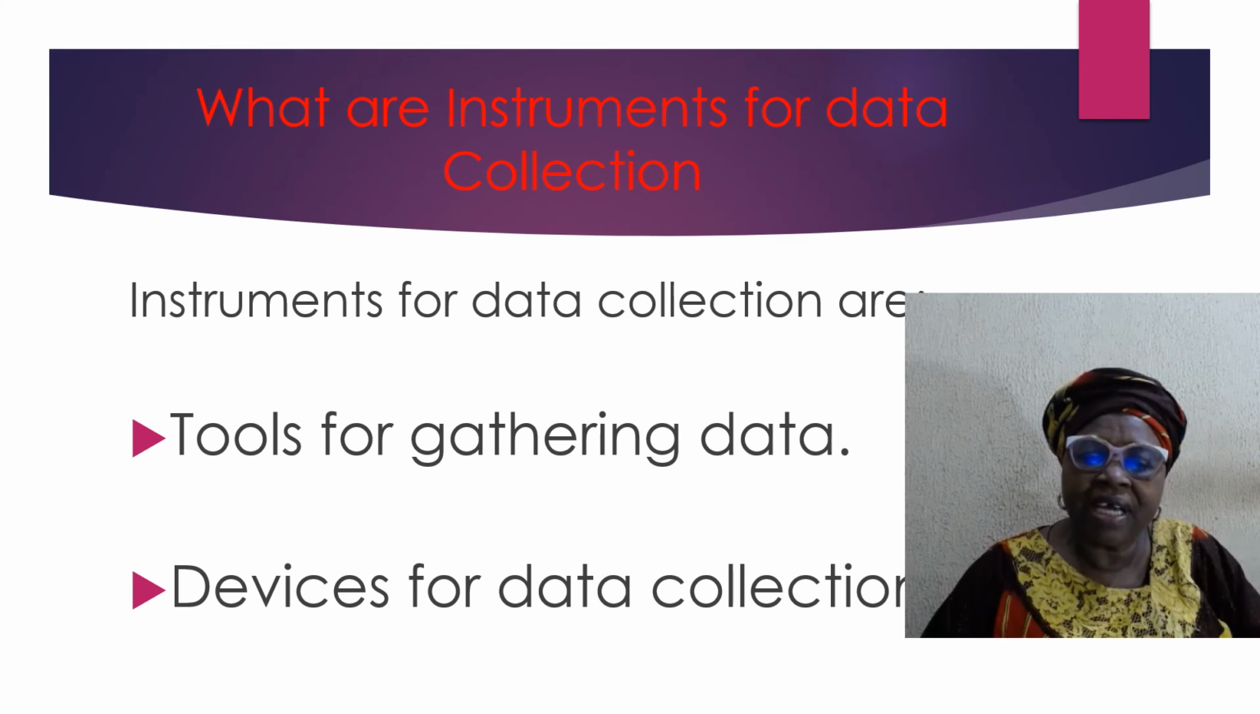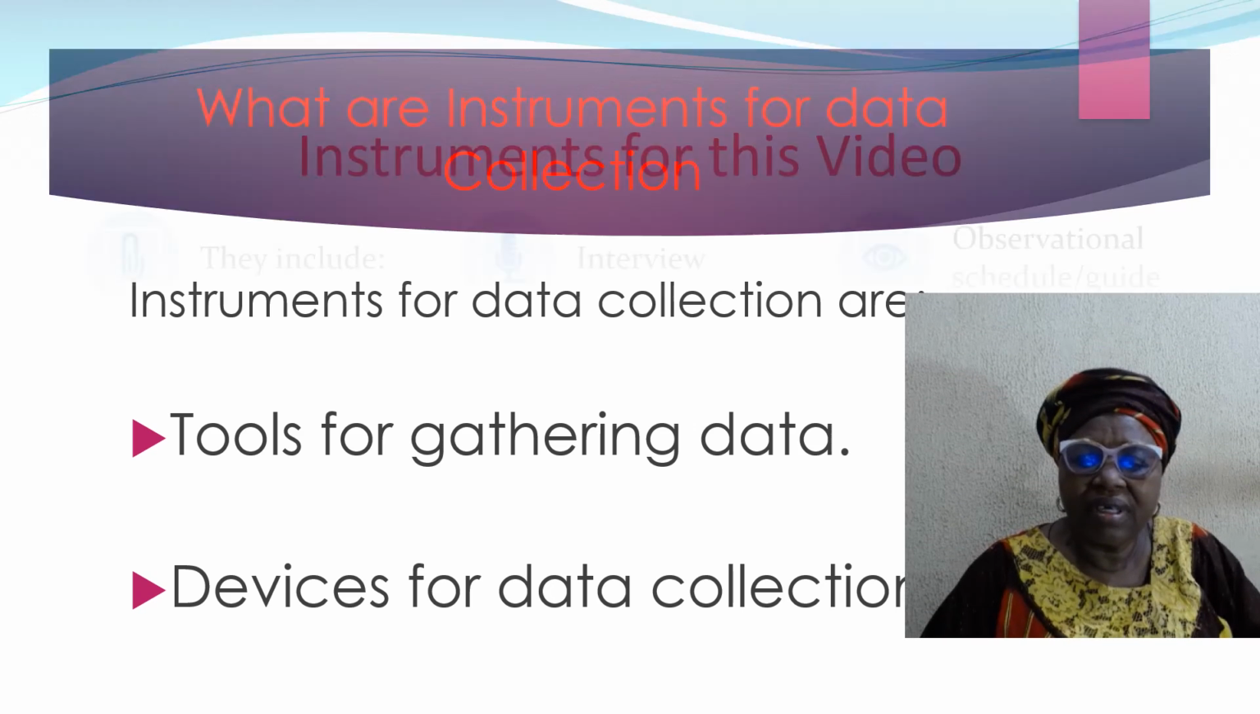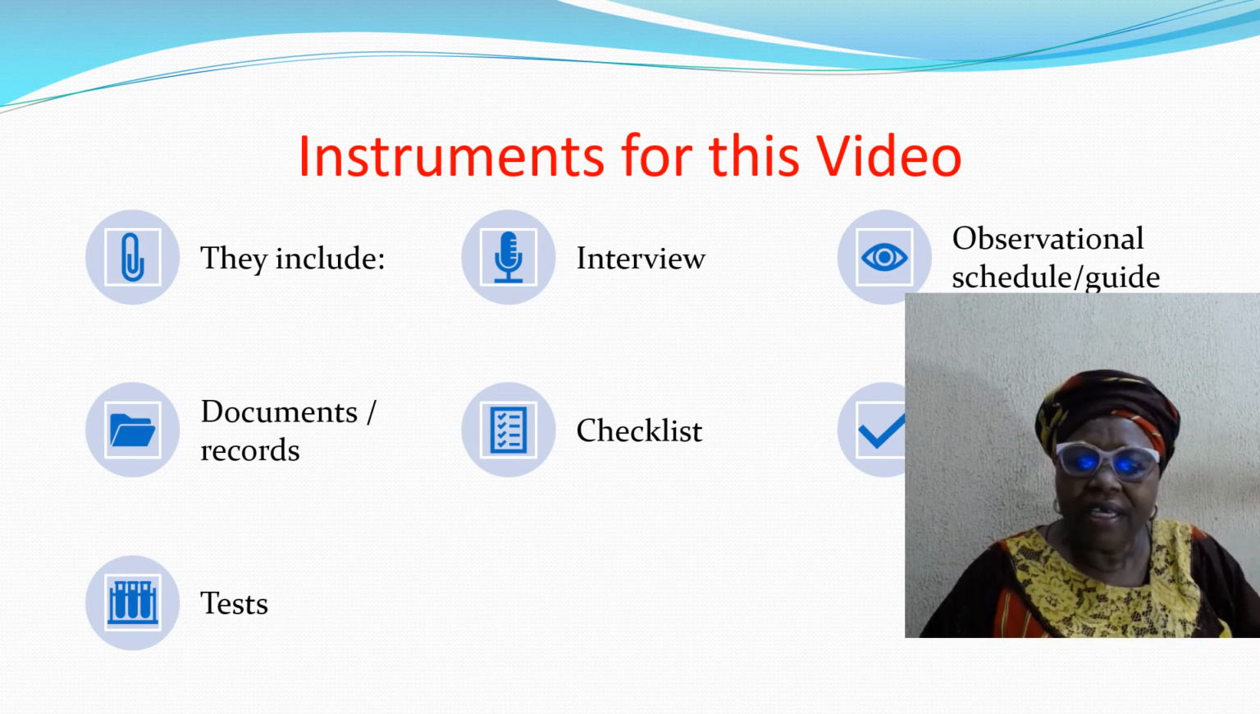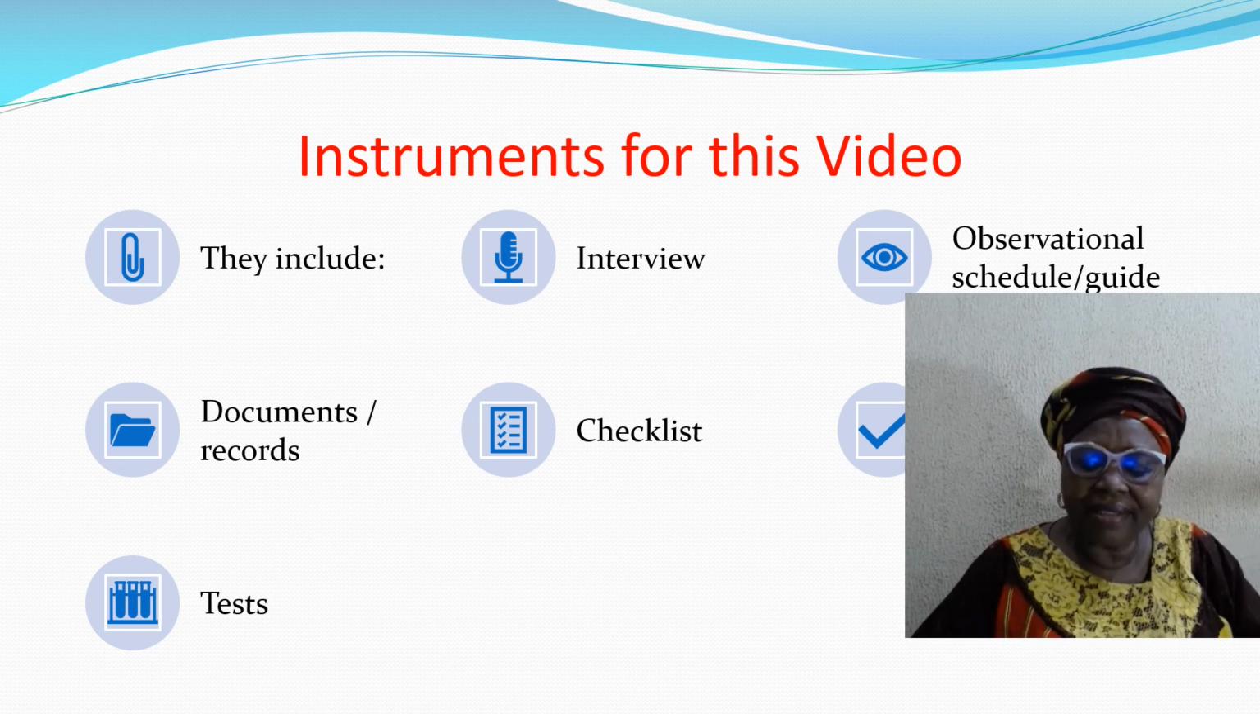What are instruments for data collection? Instruments for data collection are tools for data gathering. They are devices for data collection. Sometimes we can look at it as methods or techniques for capturing data. Instruments to be discussed in this video include interview, observational schedule or guide, documents, records, checklists, rating scale, and tests.